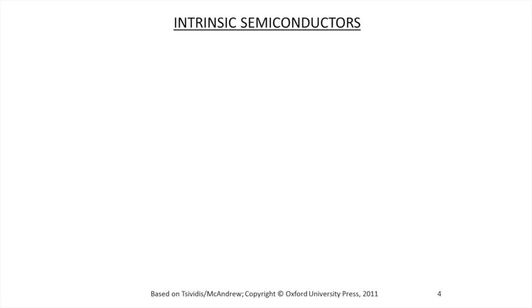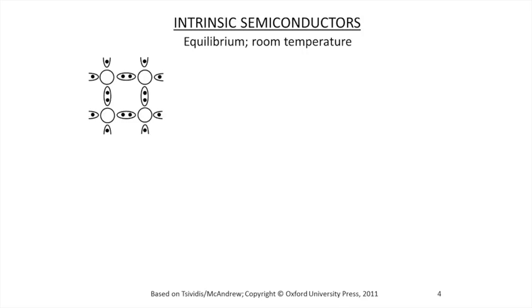So let us start our discussion of intrinsic semiconductors, where intrinsic means that there are no impurities in them. Later on, we will add impurities. We assume we are in equilibrium and at room temperature. So here is a two-dimensional simplified structure of what is actually a three-dimensional situation in a piece of semiconductor. We have silicon atoms. Here you see one atom, here you see another atom.